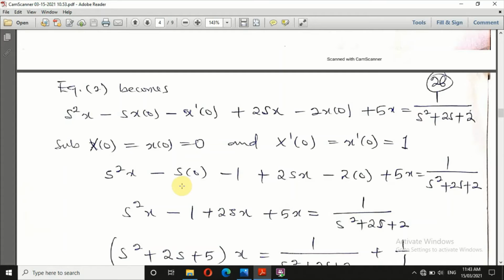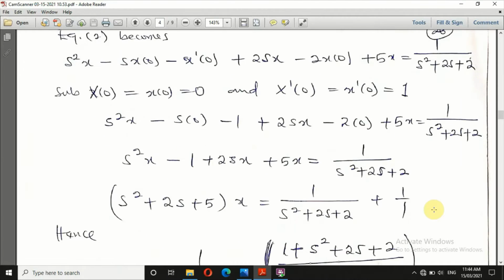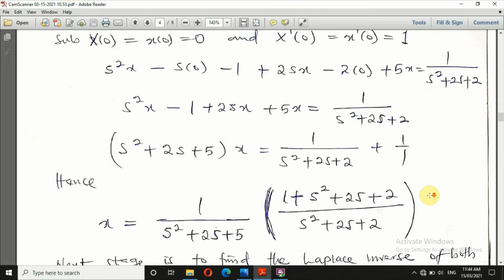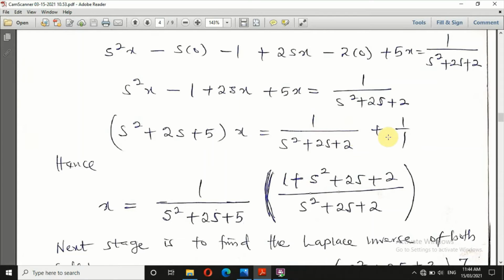We group the factors together. As you can see here, we still have them here, but minus 1 will go to the other side, so that everything we have here depends on X of s. By the time you factorize, you have s squared plus 2s plus 5 multiplied by X of s, then you have everything here, then plus 1 over 1. So by the time you find the LCM of these sides, the LCM of this and this will give us this. And likewise, this one here, you divide both sides by s squared plus 2s plus 5. Then you can see that's how we obtain this.